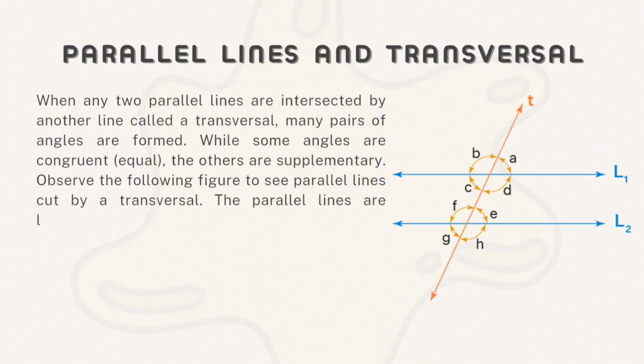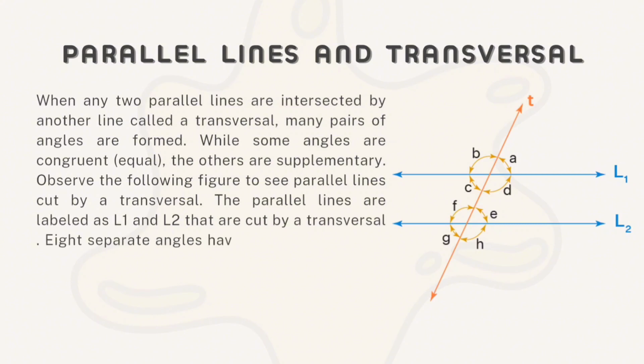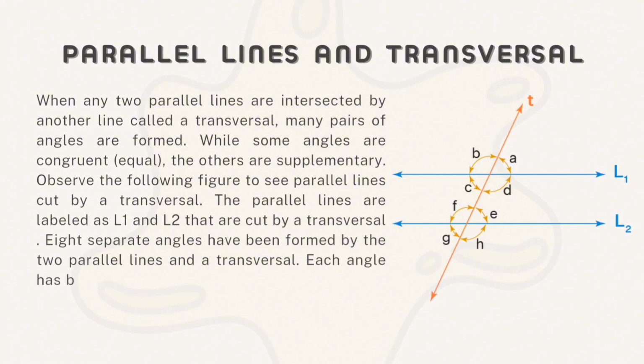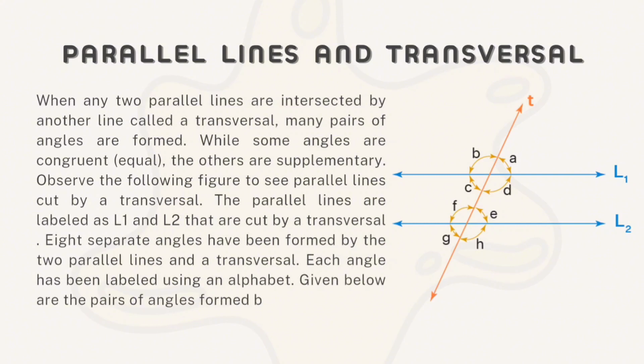The parallel lines are labeled as L1 and L2, and they are cut by a transversal. Eight separate angles have been formed by the two parallel lines and the transversal. Each angle has been labeled using an alphabet. Given below are the pairs of angles formed by the two parallel lines L1 and L2.